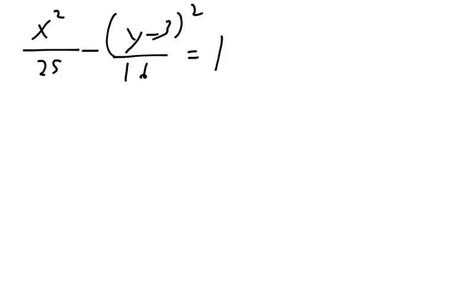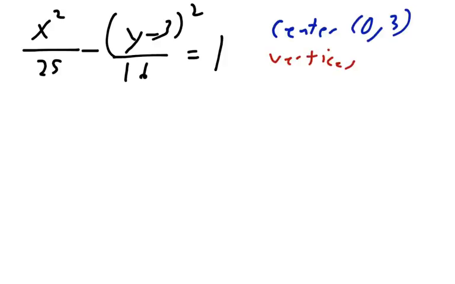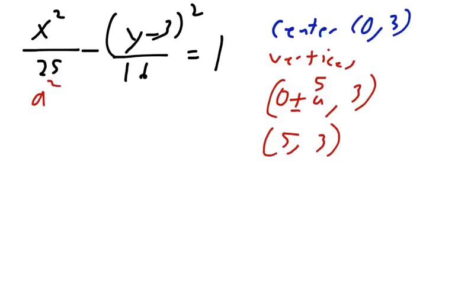Alright, for this problem we're looking for information. The center is going to be at 0, 3. And for the vertices, we're going to have 0 plus or minus a, well there's a squared, comma 3. So in this case, it's 0 plus or minus 5, comma 3. So that's 5, 3, and negative 5, 3.